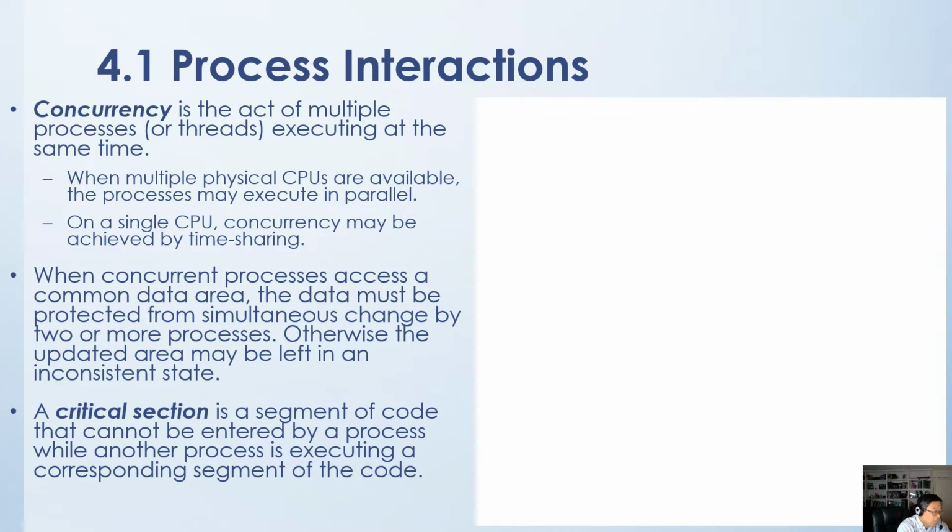Okay. So in either case, when concurrent processes access a common data area, we must be very careful because the data must be protected from simultaneous change by two or more processes. This kind of situation is called a race condition. Now, let's take a look at an example.